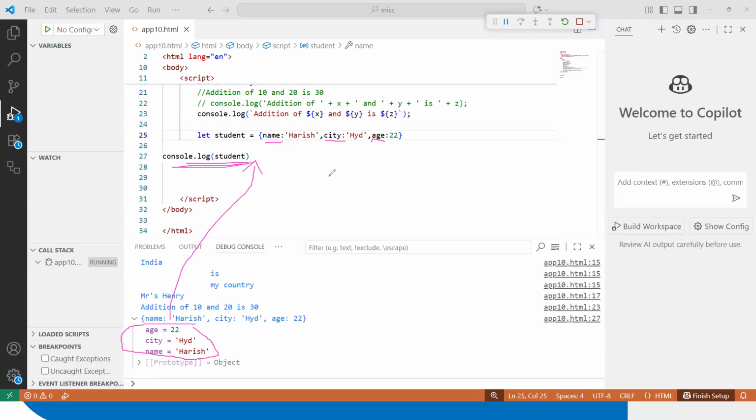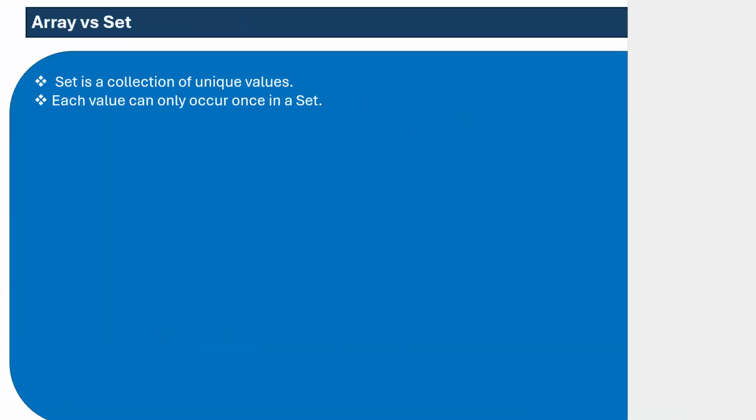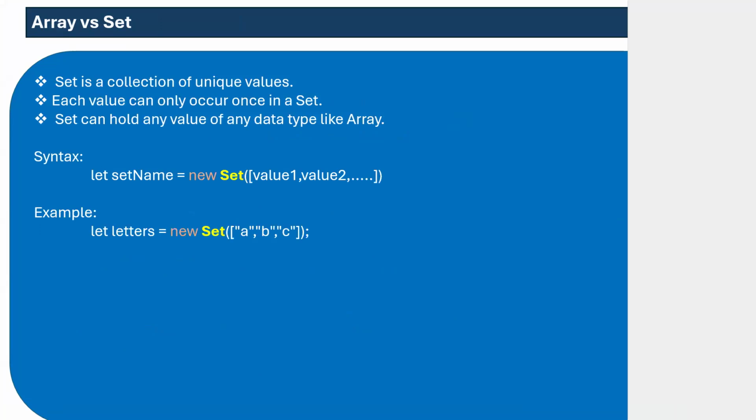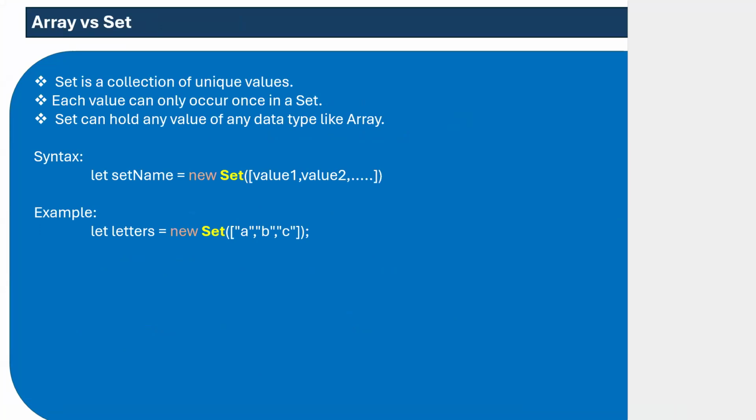Now a quick question to everyone: does object remember the insertion order? I'll repeat the question again. Does object remember the insertion order? Insertion order is nothing but the order in which we are inserting. Are we getting the same order? No. So your object cannot remember the insertion order, whereas your map will remember. That's it. Next two slides, guys. These are the points. Array versus set: array can store duplicates, whereas set cannot. You can try this example.